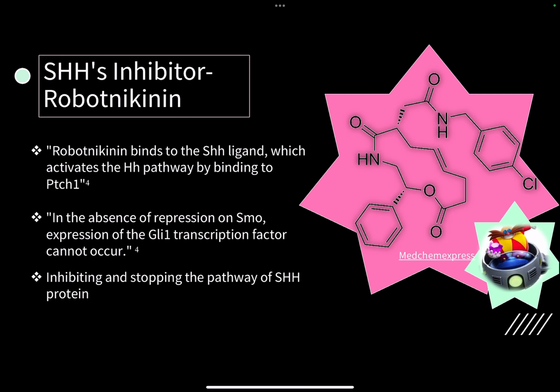With any good signaling pathway, there are inhibitors. For Sonic the Hedgehog protein, there are a few inhibitors, but we'll focus on the main one, robotnikinin, conveniently named after the villain Dr. Ivo Robotnik, aka Dr. Eggman and Sonic. What this inhibitor does is bind to the Sonic the Hedgehog ligand, which activates the Hedgehog pathway by binding to PTCH1, that receptor that was just previously mentioned. In the absence of repression on smoothened, expression of the GLI3 transcription factors can occur, meaning no expression of the Sonic the Hedgehog protein, which inhibits the pathway.